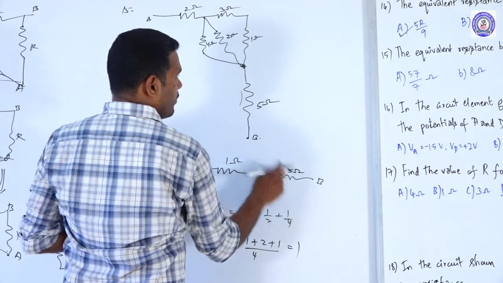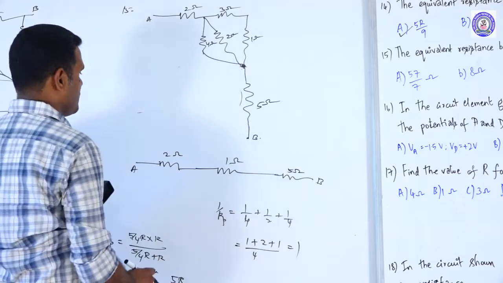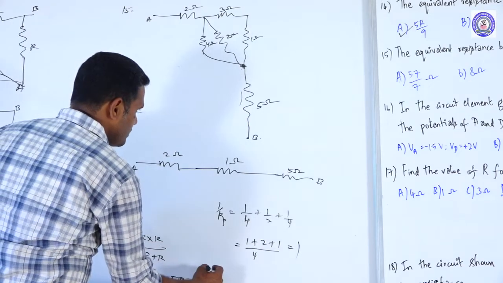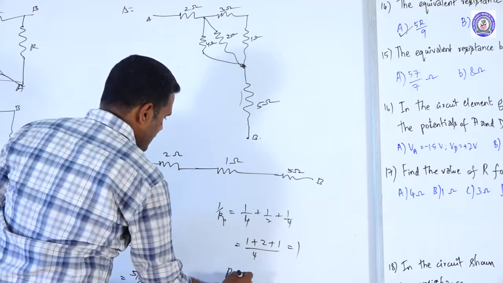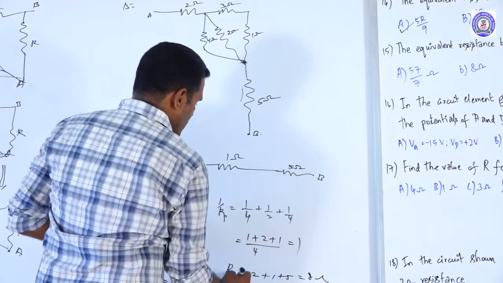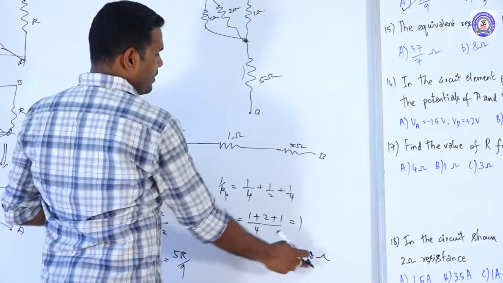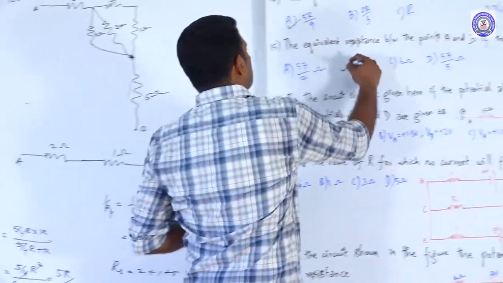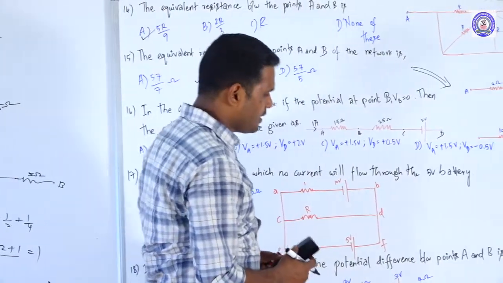2 ohm, 1 ohm and 5 ohm are all in series. So what is the effective value? All the series resistors are added up simply. 2 plus 1 plus 5, this is 8 ohm. So the effective resistance between A and B is 8 ohm. B option.